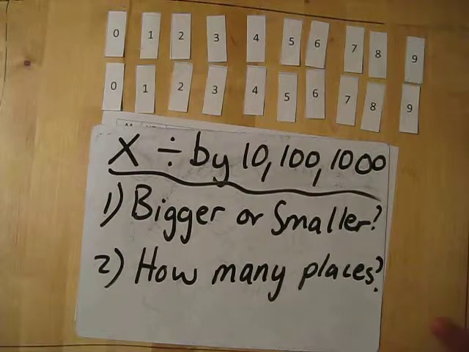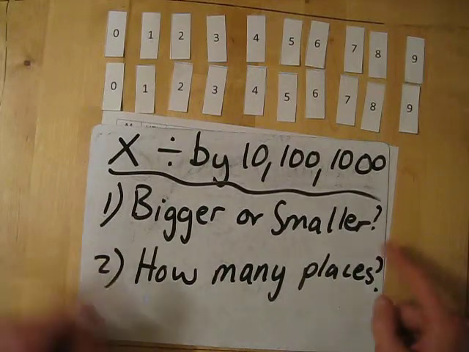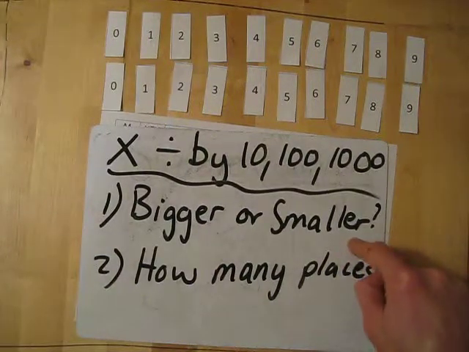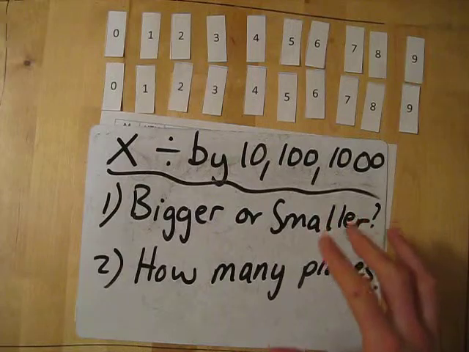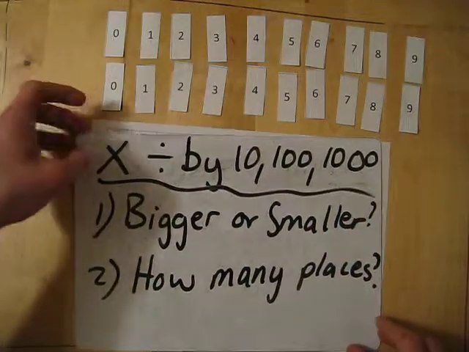So when we're doing multiplying by 10, 100 and 1000, again with the success criteria, there's two things that we need to ask ourselves. The first one is, is the answer going to get bigger or smaller? And the second thing is, by how many places? So that's what we're going to keep referring back to all the time as we go through this question.